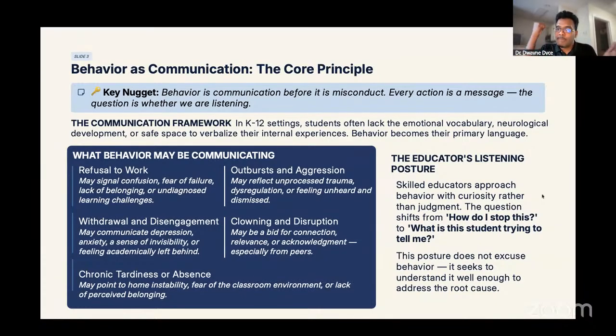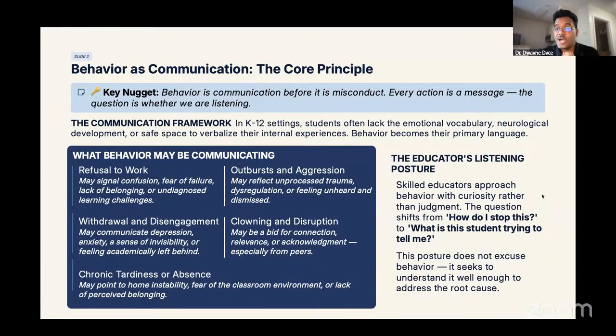Instead of saying, I'm going to punish the heck out of this one because he slipped up, because this one is chatting too much, ask why they are behaving that way. Ask yourself the question every single time you see this happen. Now, what might behavior be communicating? Some of us mentioned this in the chat earlier on. Refusal to work: what is that signaling? Confusion, fear of failure, lack of belonging, or undiagnosed learning challenges. And you can take that to your classroom and deal with it.